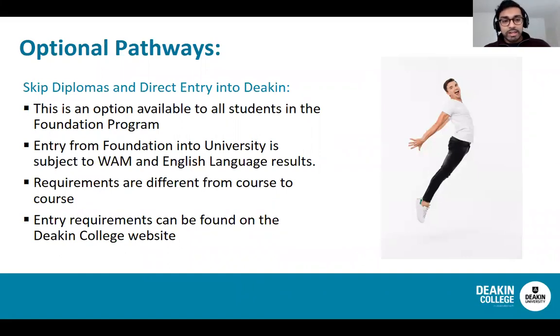So this was, again, looking at that image, the optional pathways, which I think I already touched on. If you get the average mark and English language results, you can skip the diploma and go straight into the bachelor. Now, if you want to know the entry requirements, this can be found on our website. You can look at what scores you need to get, what average marks you need to get, as well as what English results you need to get in order to get into your desired bachelor program.